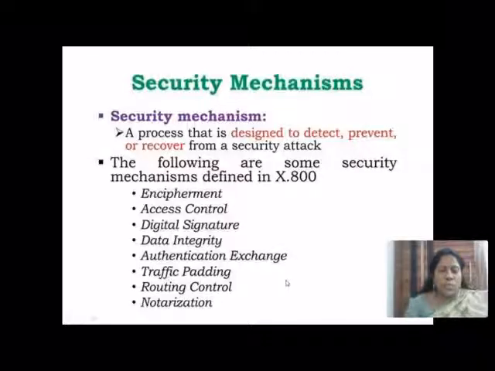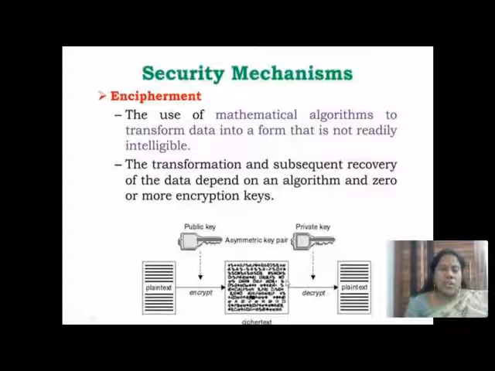So first is encipherment, next access control, next digital signature, next data integrity, authentication exchange, traffic padding, routing control, and notarization. The first one is encipherment. It is the use of a mathematical algorithm to transform data into a form that is not readily intelligible. The transformation and subsequent recovery of the data depend on the algorithm and zero or more encryption keys.